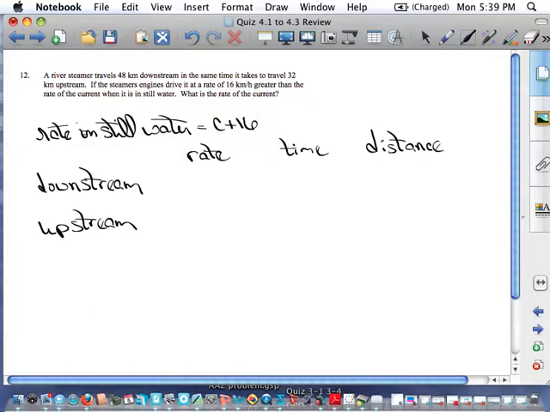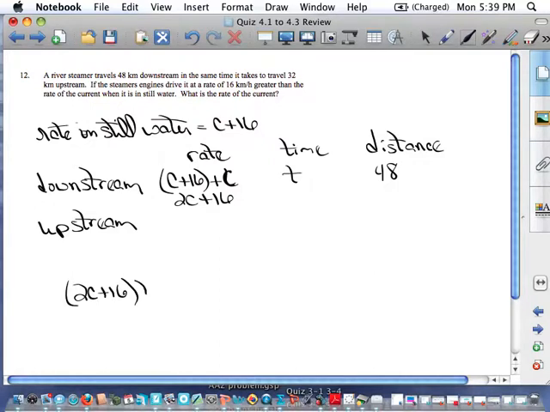So the rate when it travels downstream is the rate that the ship travels, which is the current plus 16, plus the current helping it go downstream. The time is t and the distance is 48. So I get 2c plus 16. So my first equation for downstream is 2c plus 16 times t equals 48, or t is equal to 48 over 2c plus 16.